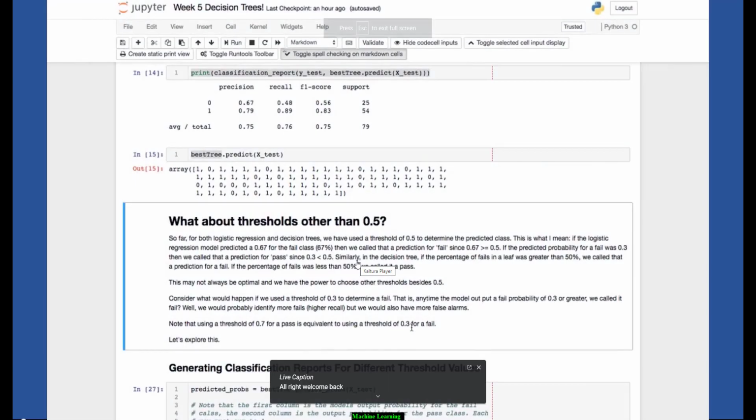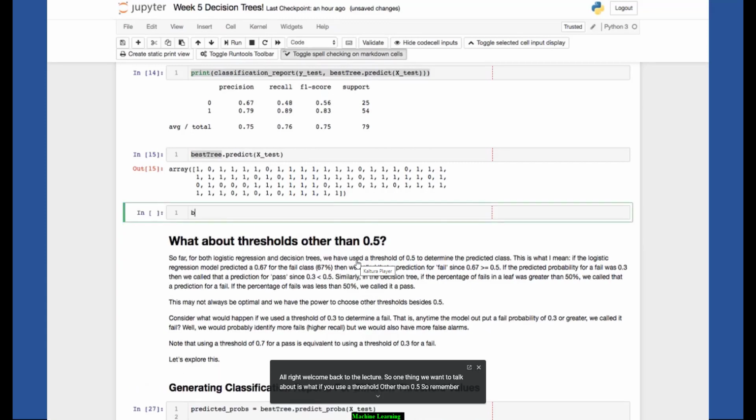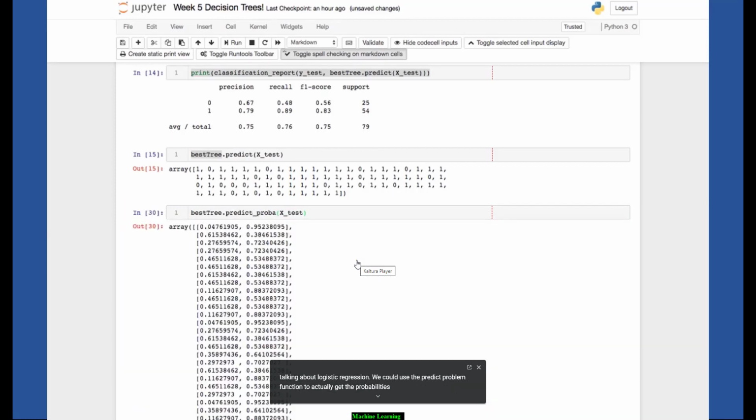All right, welcome back to the lecture. One thing we want to talk about is, what if you use a threshold other than 0.5? Remember from talking about logistic regression, we could use the predict_proba function to get the predicted probabilities for the two classes. This first column is the predicted probabilities for failing, and the second is for passing.